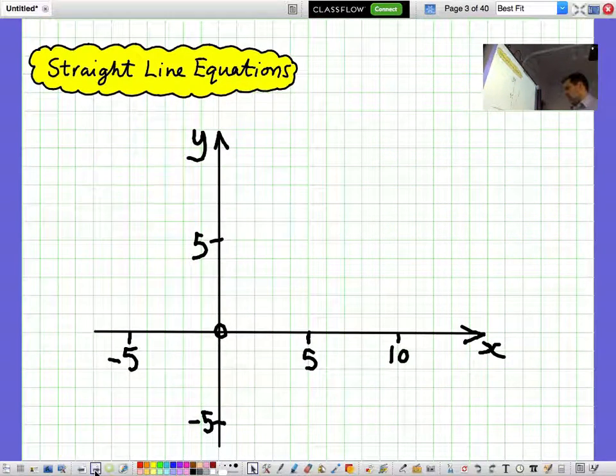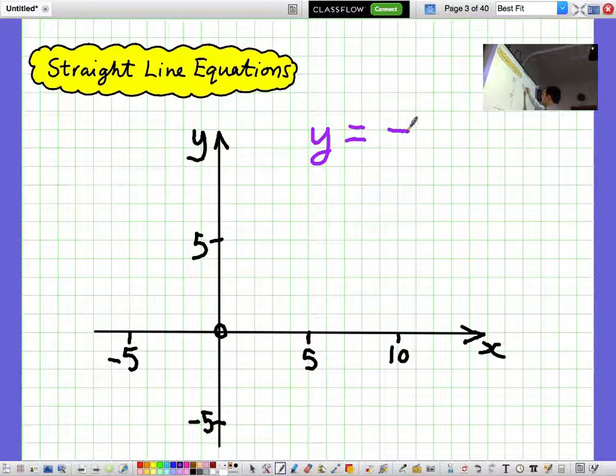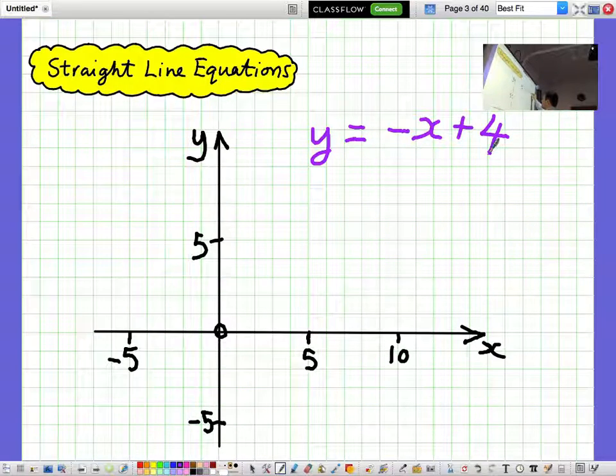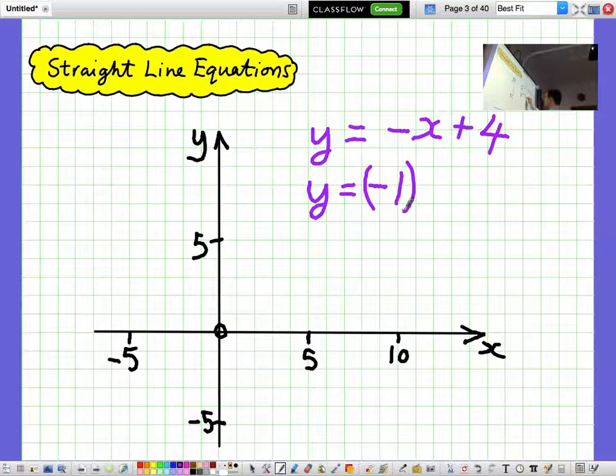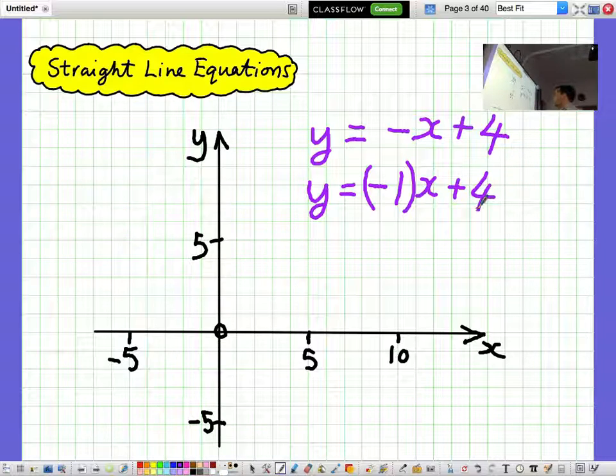We'll do another one like that, but this time we will make it y equals minus x plus 4. So when you see just x on its own, it's like 1x. So that's like having y equals minus 1x plus 4. So it's going to be a graph that cuts at 4. And then the gradient is going to be minus 1. So for every 1 across, it's going to go down by 1.